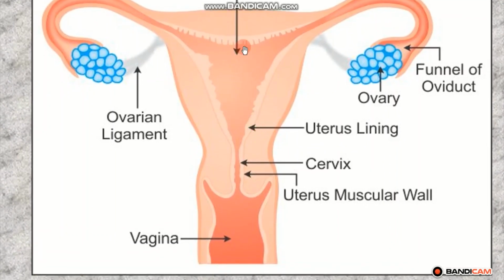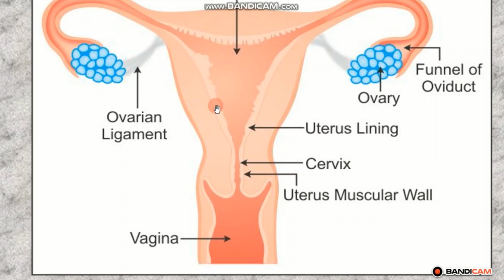This is the uterus cavity, and it is covered from all sides by a particular wall. This is known as the uterine wall, and there are three kinds of uterine wall. This is the innermost layer of the uterus, this is the middle layer, and this is the outer wall of the uterus.